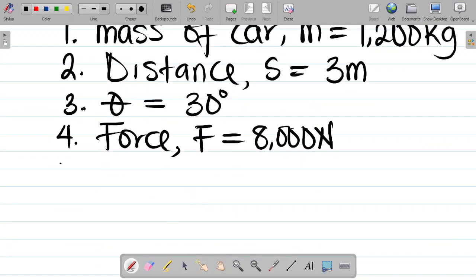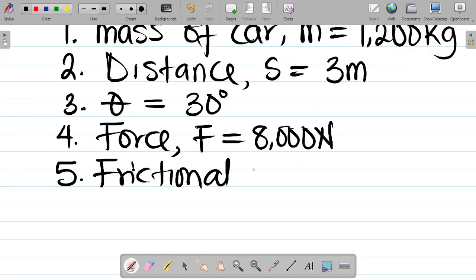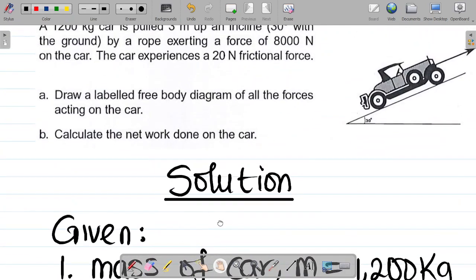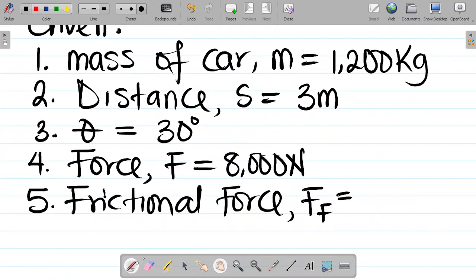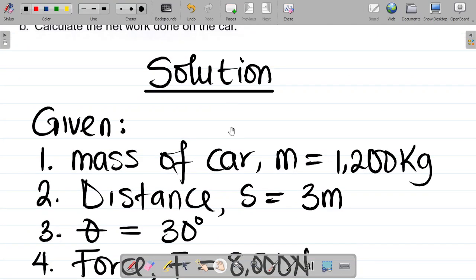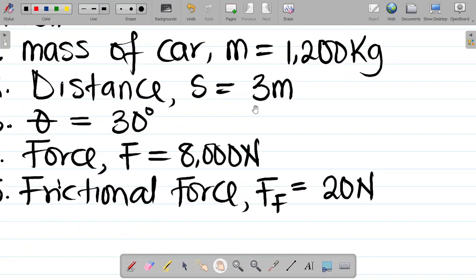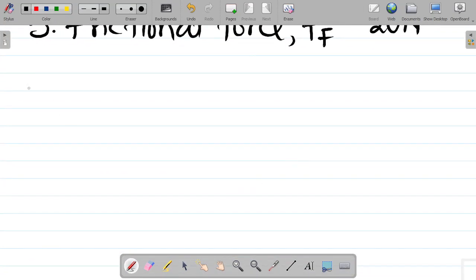They said the car experiences a 20 Newton frictional force. That's number 5. You're given a frictional force. Let's call this FF. What's the value of the frictional force? They give you FF here as 20 Newton. Now, A says draw a labeled free body diagram of all the forces acting on the car. Let's do the A part.